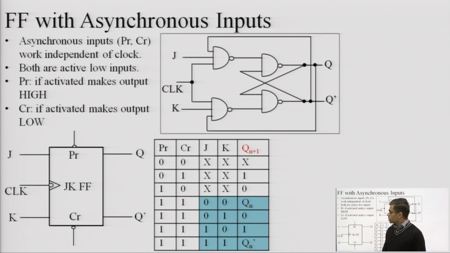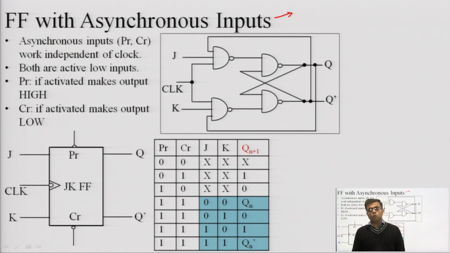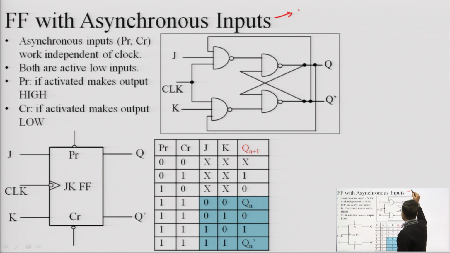Then these were the characteristics of our flip flops. Now let's cover the flip flop with asynchronous inputs. These asynchronous inputs, as I have already mentioned in the previous slide, are two: set and clear. Set is also known by the name preset. So these are preset and clear.